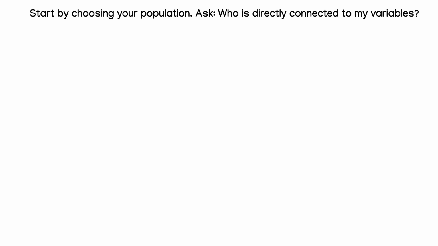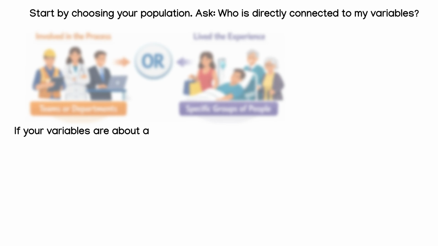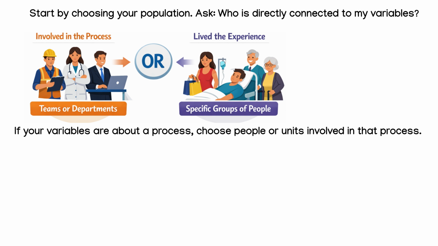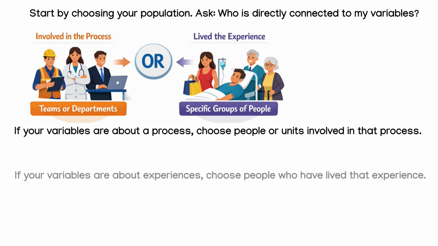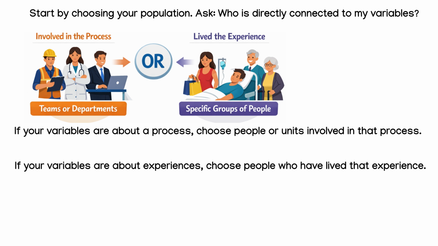Identify who or what you will study. Start by choosing your population. Ask, who is directly connected to my variables? If your variables are about a process, choose people or units involved in that process. If your variables are about experiences, choose people who have lived that experience.